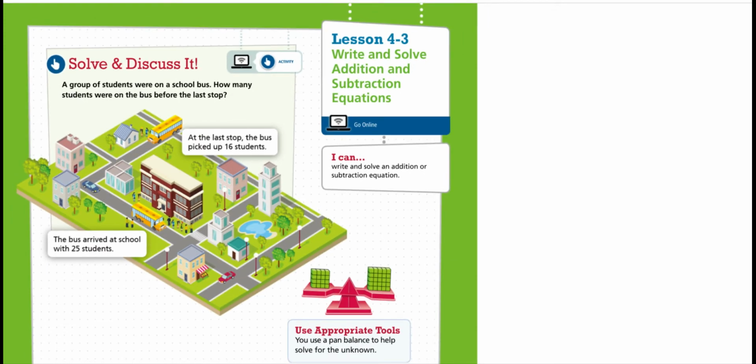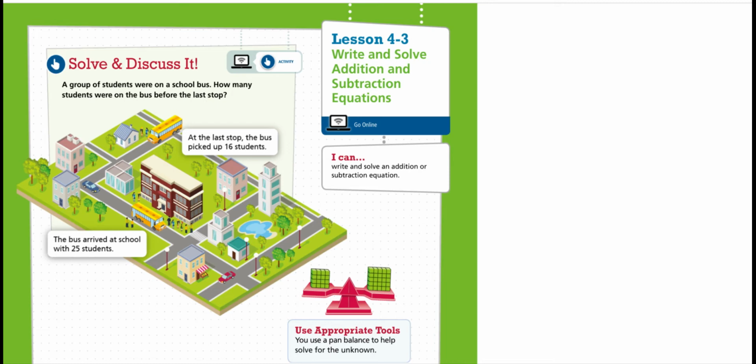The directions say a group of students were on a school bus. How many students were on the bus before the last stop? So look at this first sentence. That's very important. A group of students were on a school bus. Are they telling us exactly how many students are on the bus, or they're just saying a group? So that can be any unknown amount. We should keep that in mind because we might have to represent that unknown amount with a variable.